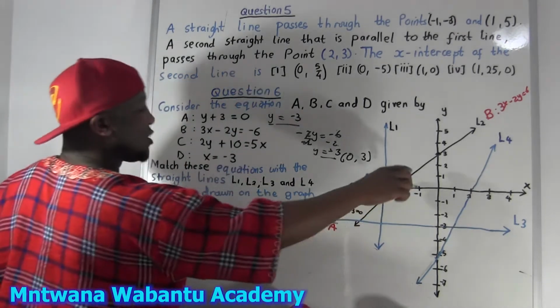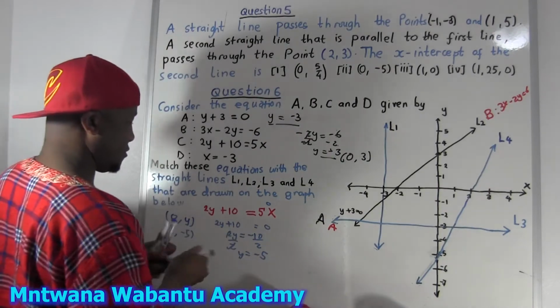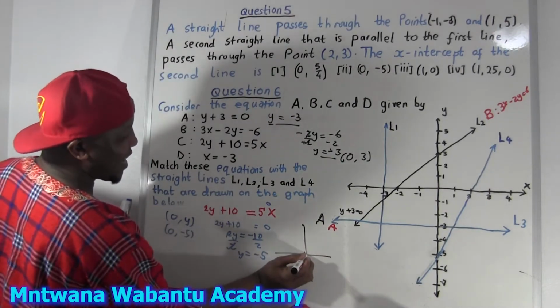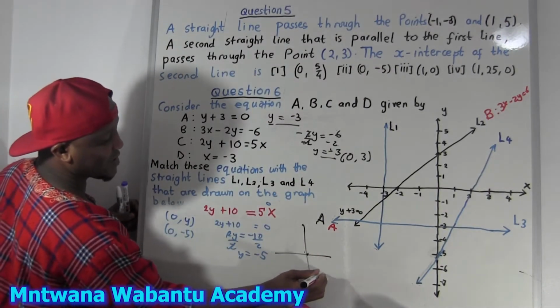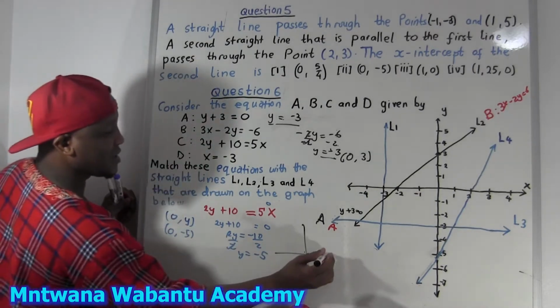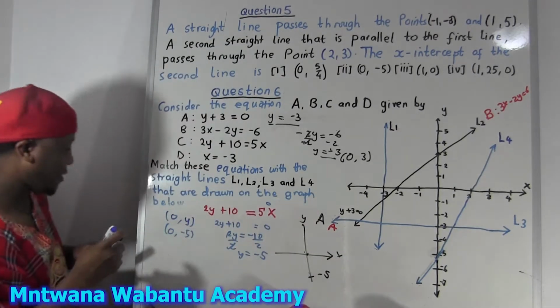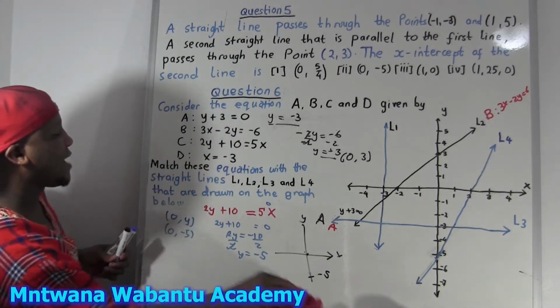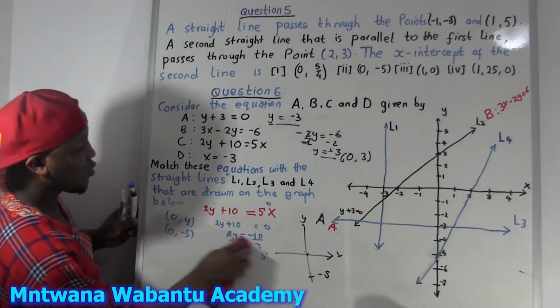When x equal to 0, y equal to negative 5. Now, this is x and this is y, so y equal to negative 5. Now, let's get the x-intercept. We want to know where it's going to cut at x.